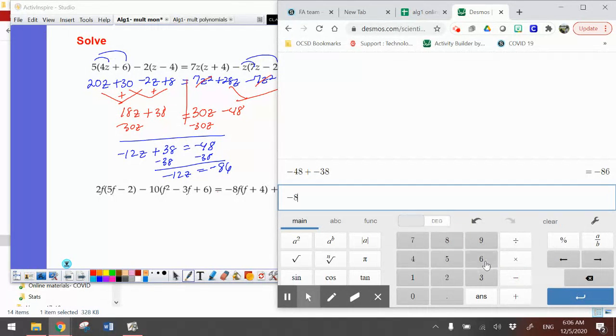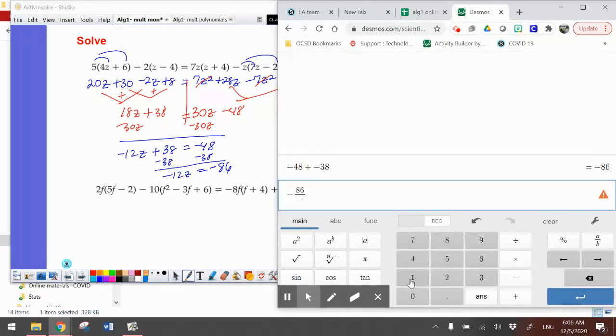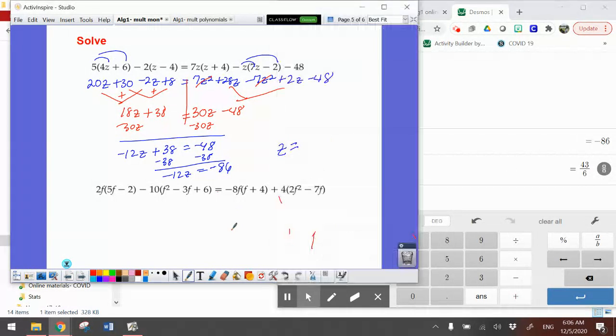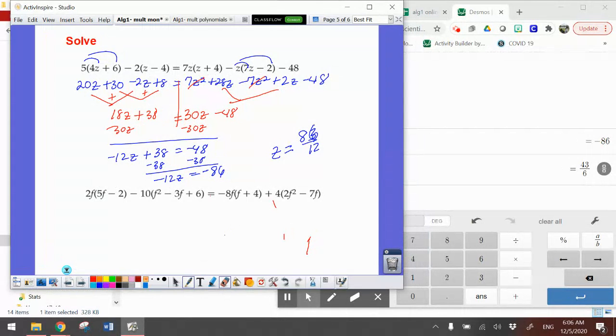And negative 86 divided by negative 12. It doesn't work out evenly. So that means I need a fraction. Remember how to simplify this fraction right here on this side. I need to convert my fraction to lowest terms. And I see that that simplified it to 43 over 6. Okay, so 86 over 12 is going to simplify to 43 over 6. So that is my solution.